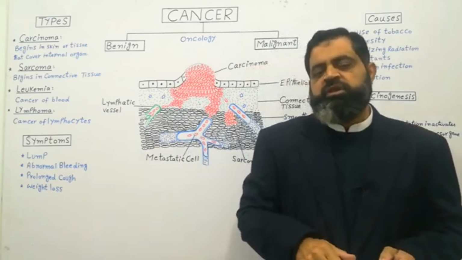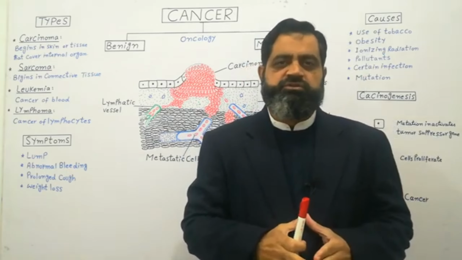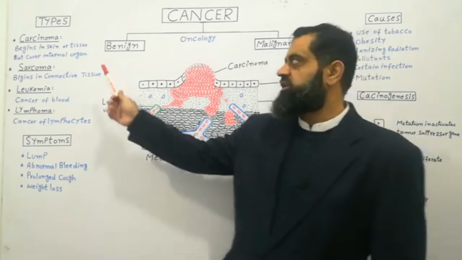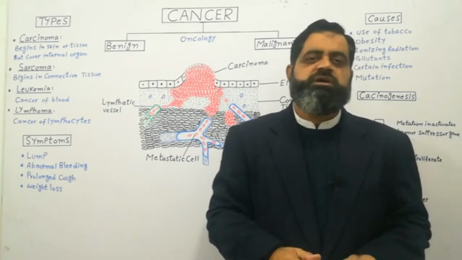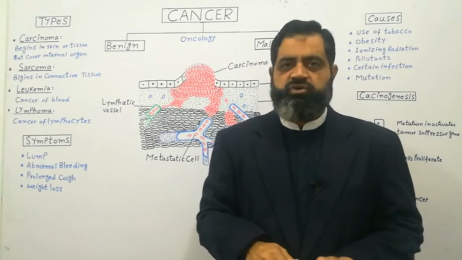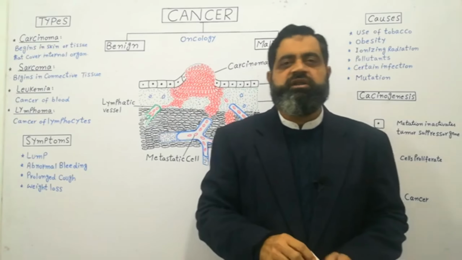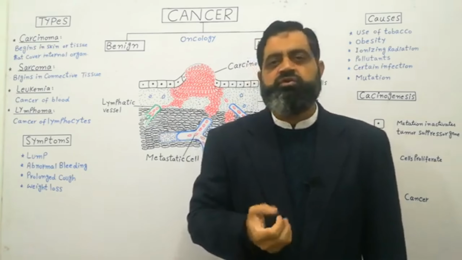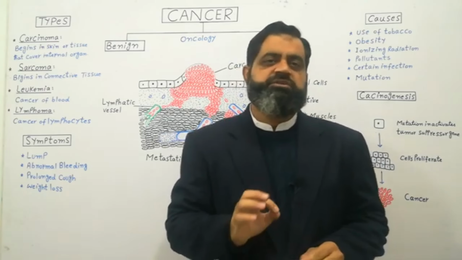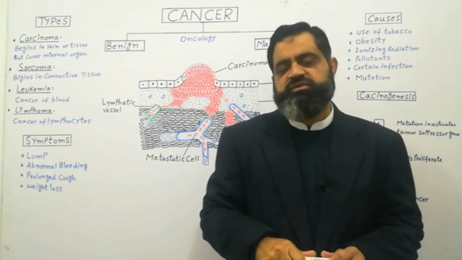There are over 100 different types of cancer which have been diagnosed, and there are four major important cancers. The first one is carcinoma. Carcinoma is a cancer which starts in the skin or epithelial tissue of the internal organs, like the lungs, pancreas, ovary, stomach, brain or any other part of the body. But it must start in the epithelial tissue of some organ or our skin.